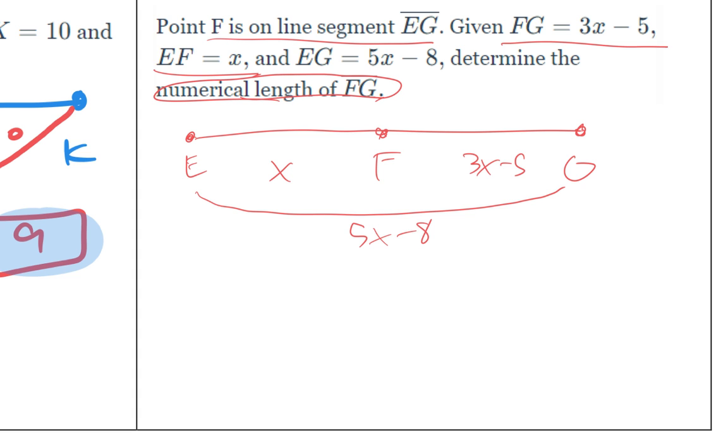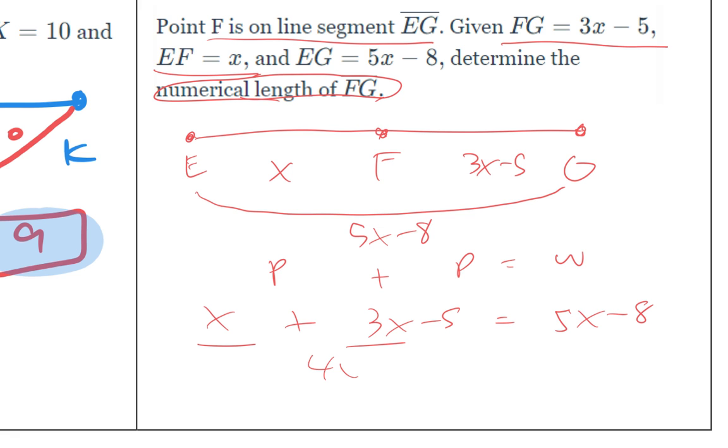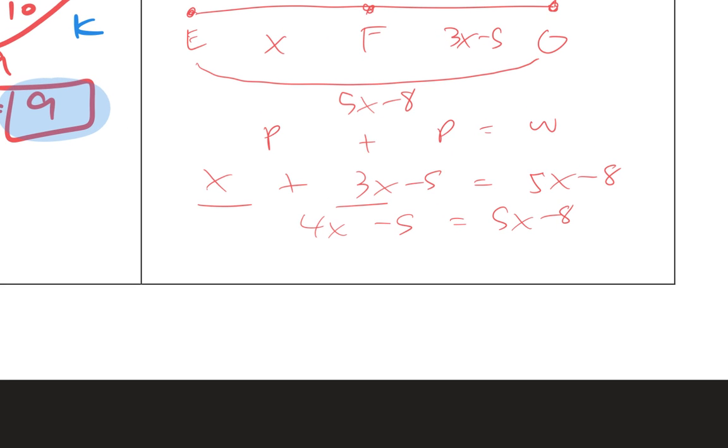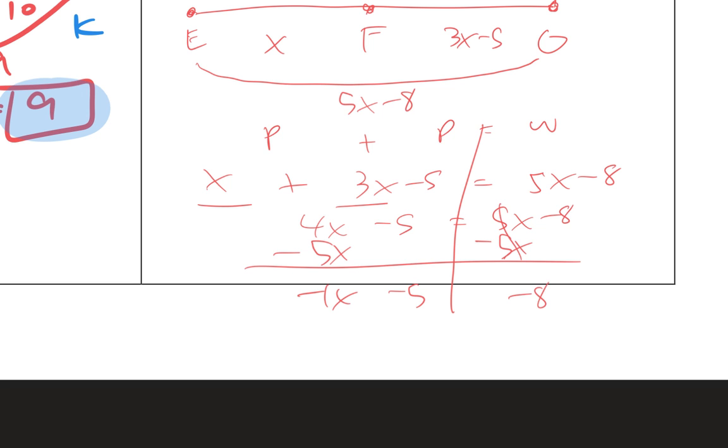All right, so let's set up an equation. We're going to think one part plus the other part equals the whole thing. So x plus 3x minus 5 equals the whole thing, 5x minus 8. So x plus 3x is 4x minus 5 equals 5x minus 8. Let's see here. We're going to subtract 5x. That's going to be negative 1x, minus 5 equals negative 8. We're going to add 5, add 5. So negative 1x equals negative 3. That means x equals 3.